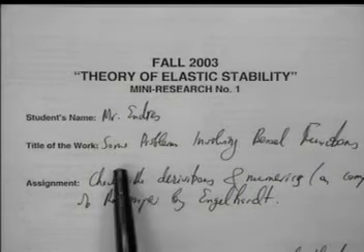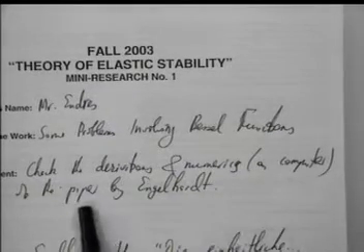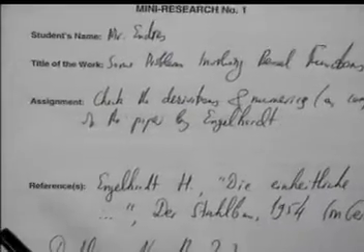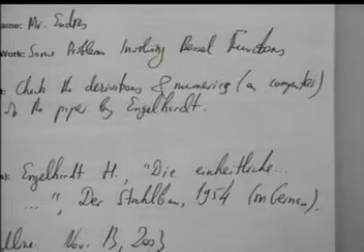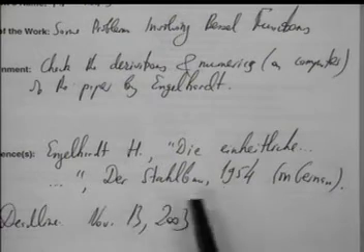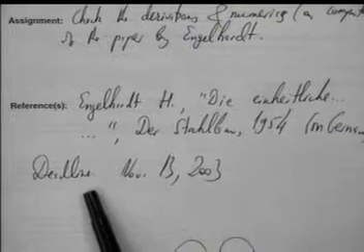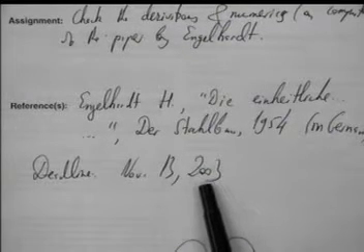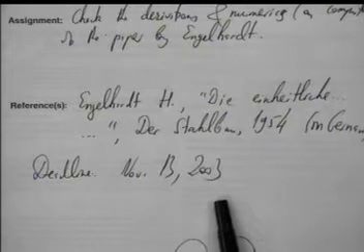For example, Mr. Andres has the title of this work: Some Problems Involving Bessel Functions. The assignment is to check the derivations and numerics on a computer of the paper by Engelhardt. This article by Engelhardt is Die Einheitliche, etc., 1954, in the journal Der Stahlbau. The deadline is November 13, 2003, before which you will get the second assignment.